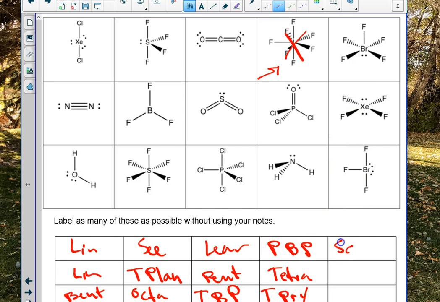And then we're up to the top right. That is square pyramidal. Right? What do we have here? Square. And what do we have here?